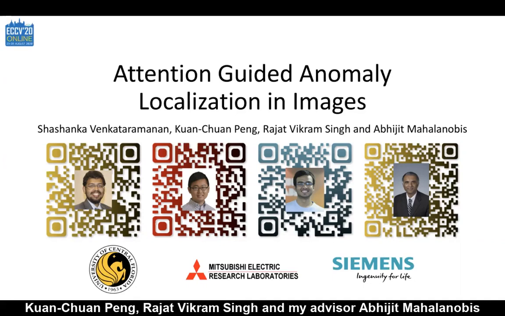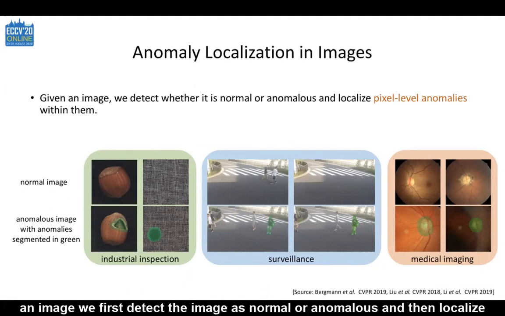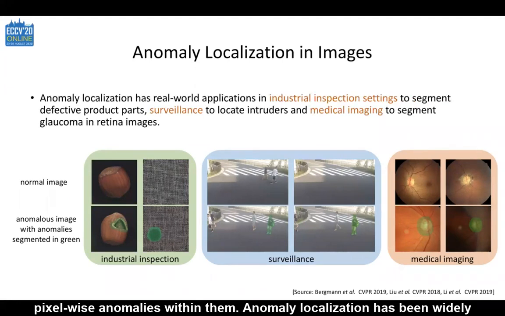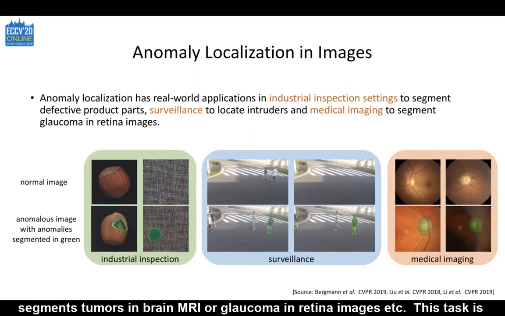We address the problem of anomaly localization in images, in which, given an image, we first detect the image as normal or anomalous and then localize pixel-wise anomalies within them. Anomaly localization has been widely applied in industrial inspection settings to segment defective product parts, in surveillance to locate intruders, in medical imaging to segment tumors in brain MRI, or glaucoma in retina images, etc.